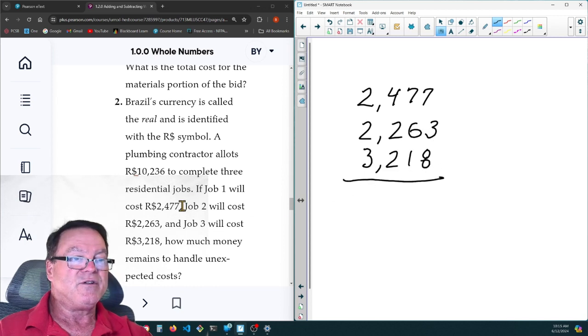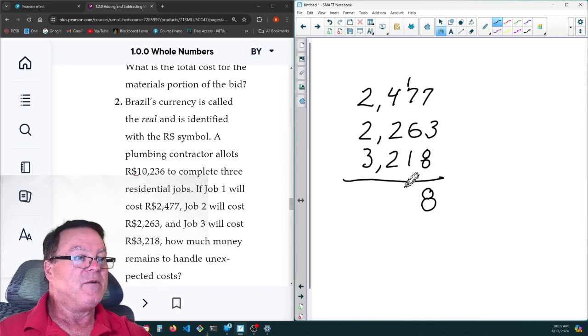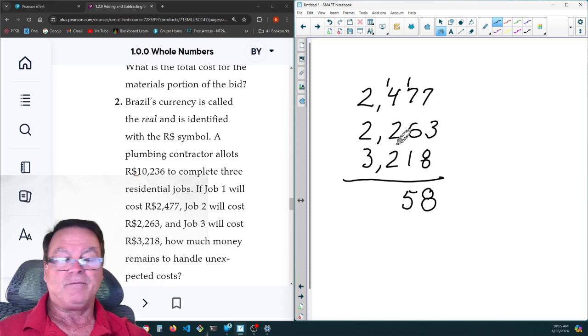Those are the expenses. 2,477 for job number 1. Job number 2 is 2,263. And job number 3 is 3,218. And they want to know how much money do we have left for unexpected expenditures, costs. So 7 plus 3 is 10, plus 8 is 18. So again, I'm going to write my 8 and carry the 1 to the tens column. 7 plus 1 is 8, plus 6 is 14, plus 1 is 15. So we'll write the 5, and we'll carry the 1 over to the hundreds column.